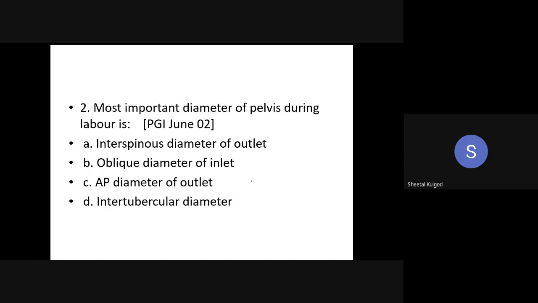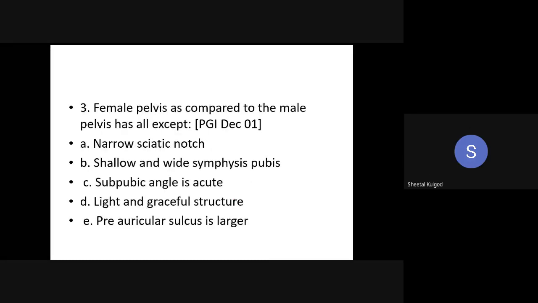Next question. Female pelvis as compared to the male pelvis has all except: narrow sciatic notch, shallow and wide symphysis pubis, subpubic angle is acute, light and graceful structure, preauricular sulcus is larger. This you will remember only if you know the salient features of the male and female pelvis, but at least few can be attempted, which can be excluded. Anyone? Shall we go one after the other?